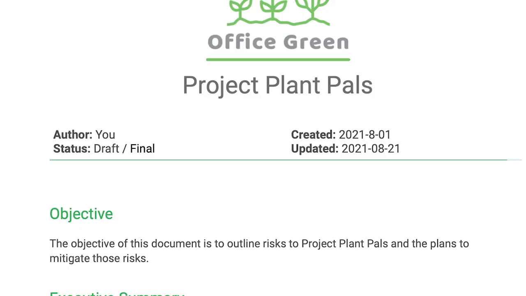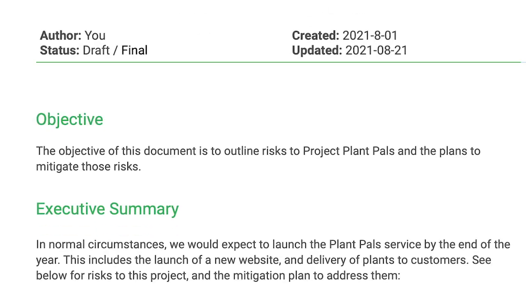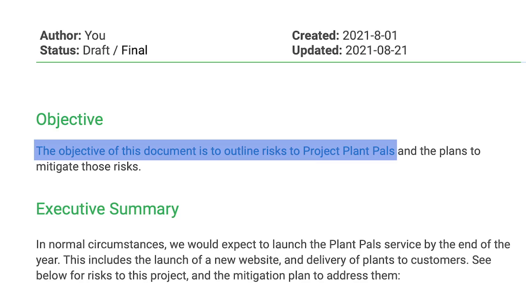Details like these might seem small, but it's best practice to include them. That's because being transparent about dates provides stakeholders with a sense of how up-to-date the document is. Below these details, we have the document objective. Here, we've written that our objective is to outline mitigation plans for Project Plant POWs.